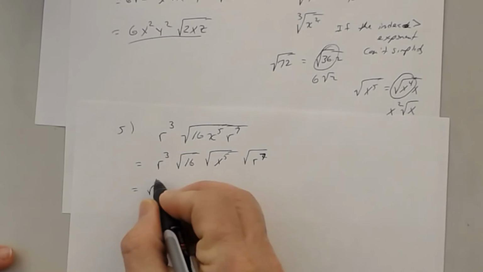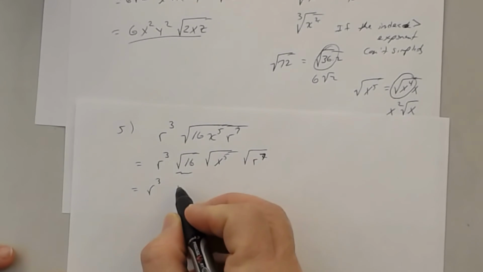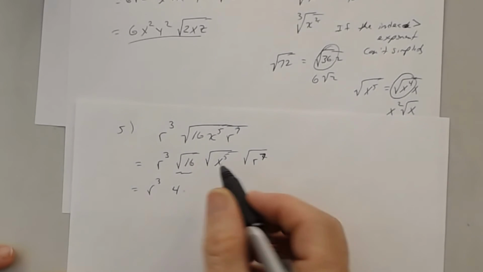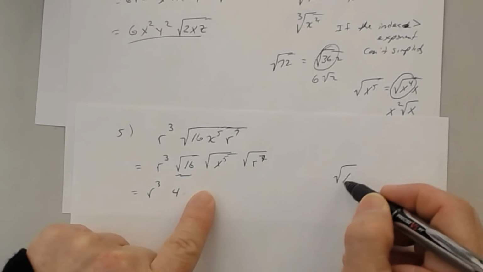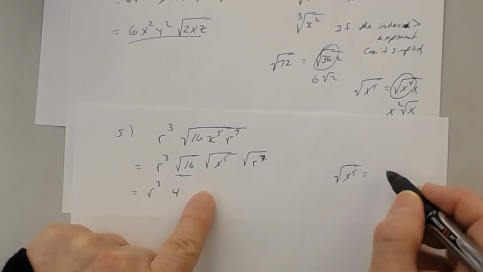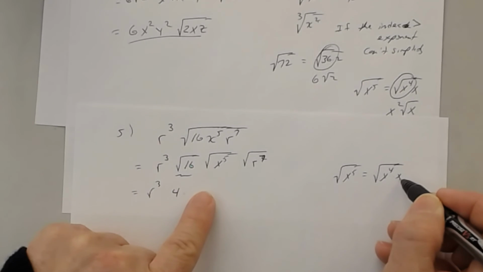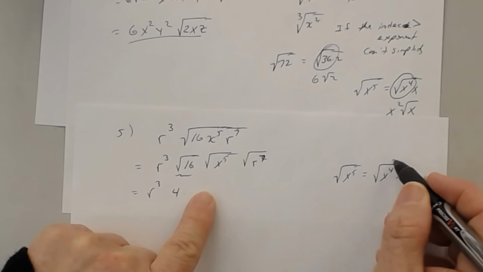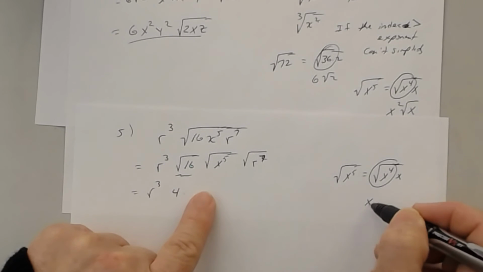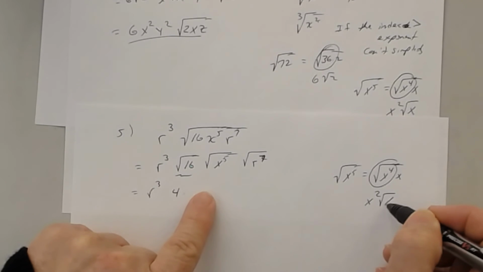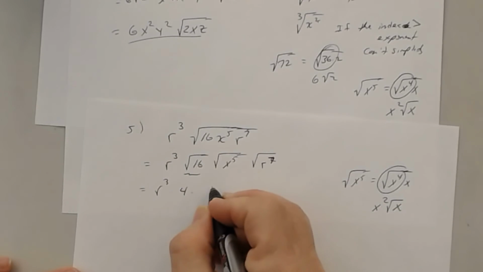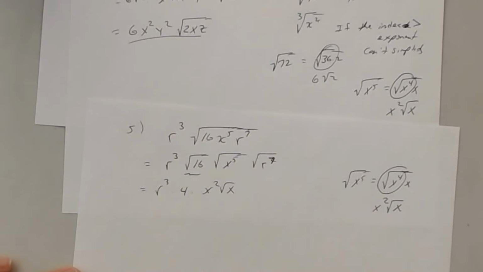So I get r cubed. Now I know the square root of 16 is exactly 4. All right, now let's simplify the square root of x to the 5th. X to the 5th, so that'll be x to the 4th times x, right? So it's the square root of x to the 4th, to get x squared times the square root of x. Okay, so that's that part.